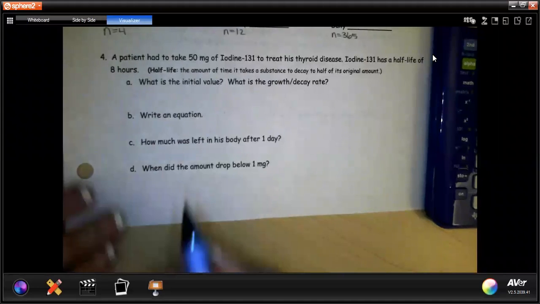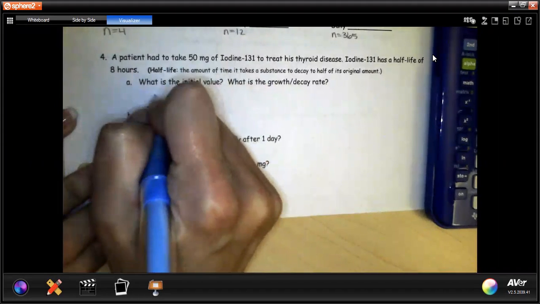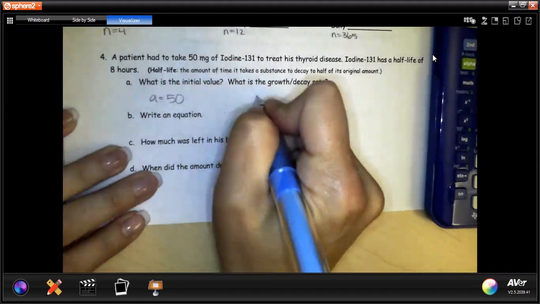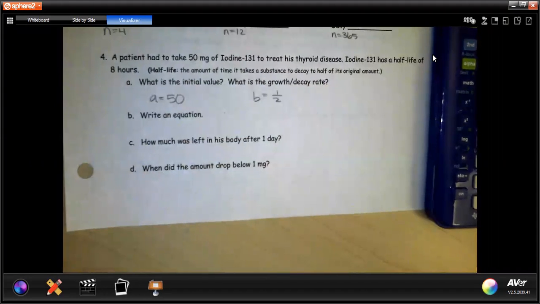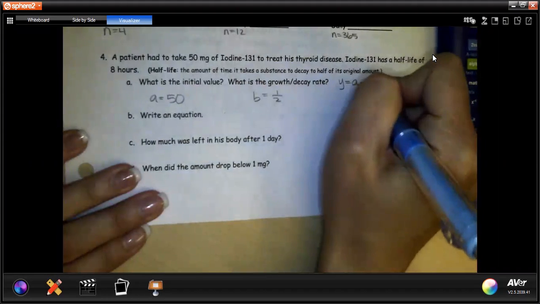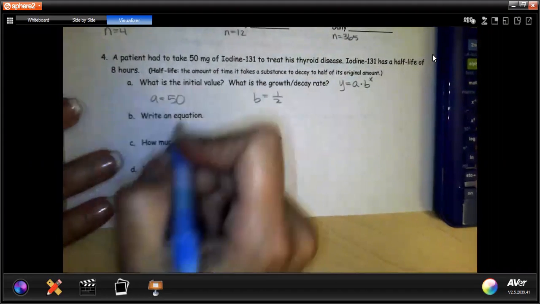All right, so in this case here, our original amount is 50. So that is going to be our A value. What is the growth or decay rate? The only thing we know is that half. So that's what we're going to put in the place of B. And this would be that just basic equation, y equals a times b to the x power. So we want to write our equation here.